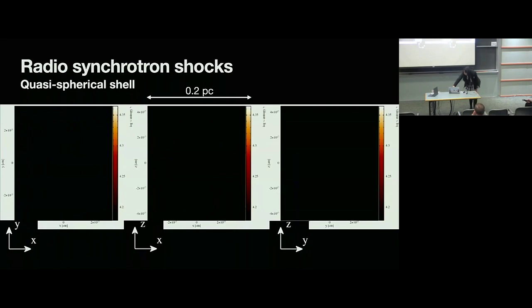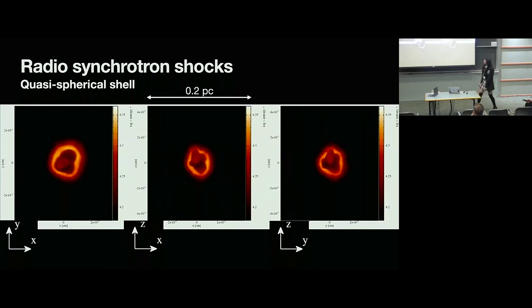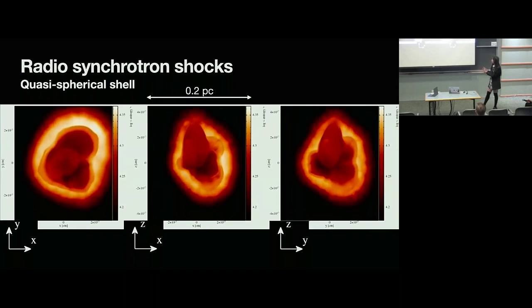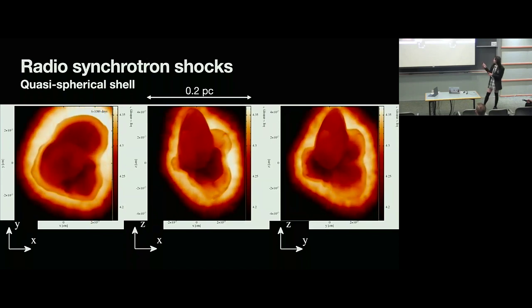So we get an outflow. It collides with the circumnuclear shell and forms some shocks. The rendering here is the entropy, so the higher the entropy, the stronger the shock. We are looking from 3 different orientations and we see we got some quasi-spherical or quasi-ellipsoidal outflows, and it's forming shocks in every direction.